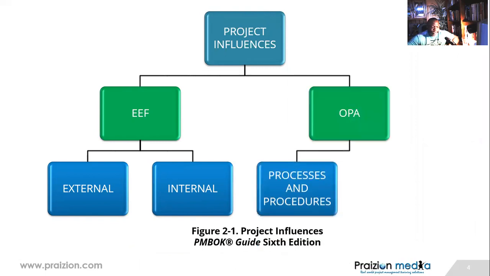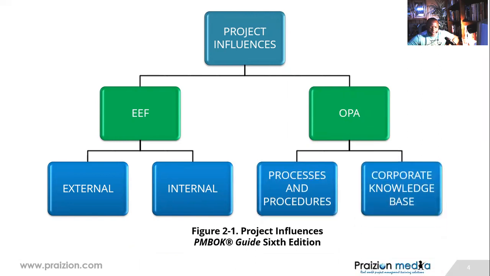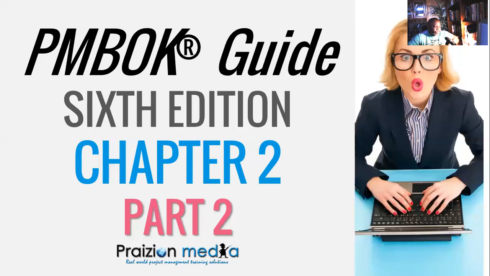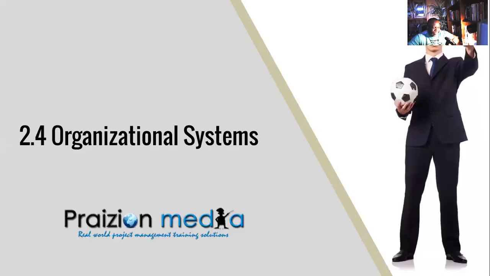And then when we talk about organizational process assets, it's that simple. Processes and procedures that you decide on, and the corporate knowledge base, which has information from previous past projects. It's really that simple. All right, second part of chapter 2 goes into organizational systems.